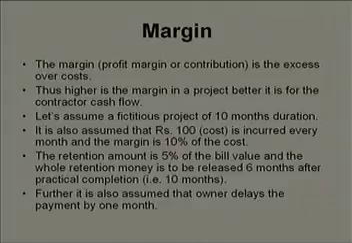I am further assuming that the retention amount is 5% of the total bill value, the gross bill value, and the whole retention money is to be released 6 months after practical completion. Let us say in this case, 10 months. That means at the end of month 16, I am getting all my 5% back from my owner. This is just to simplify the real life problem.